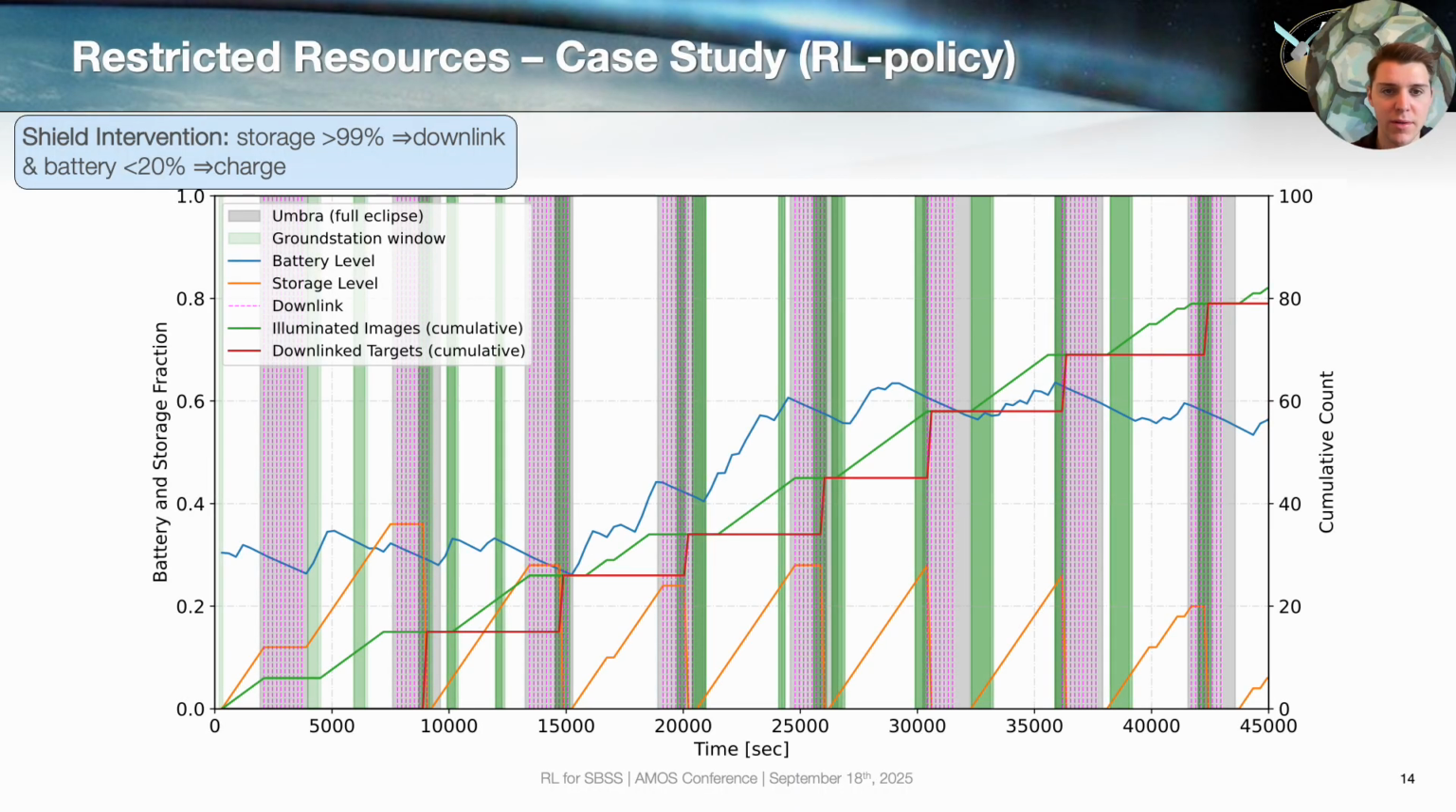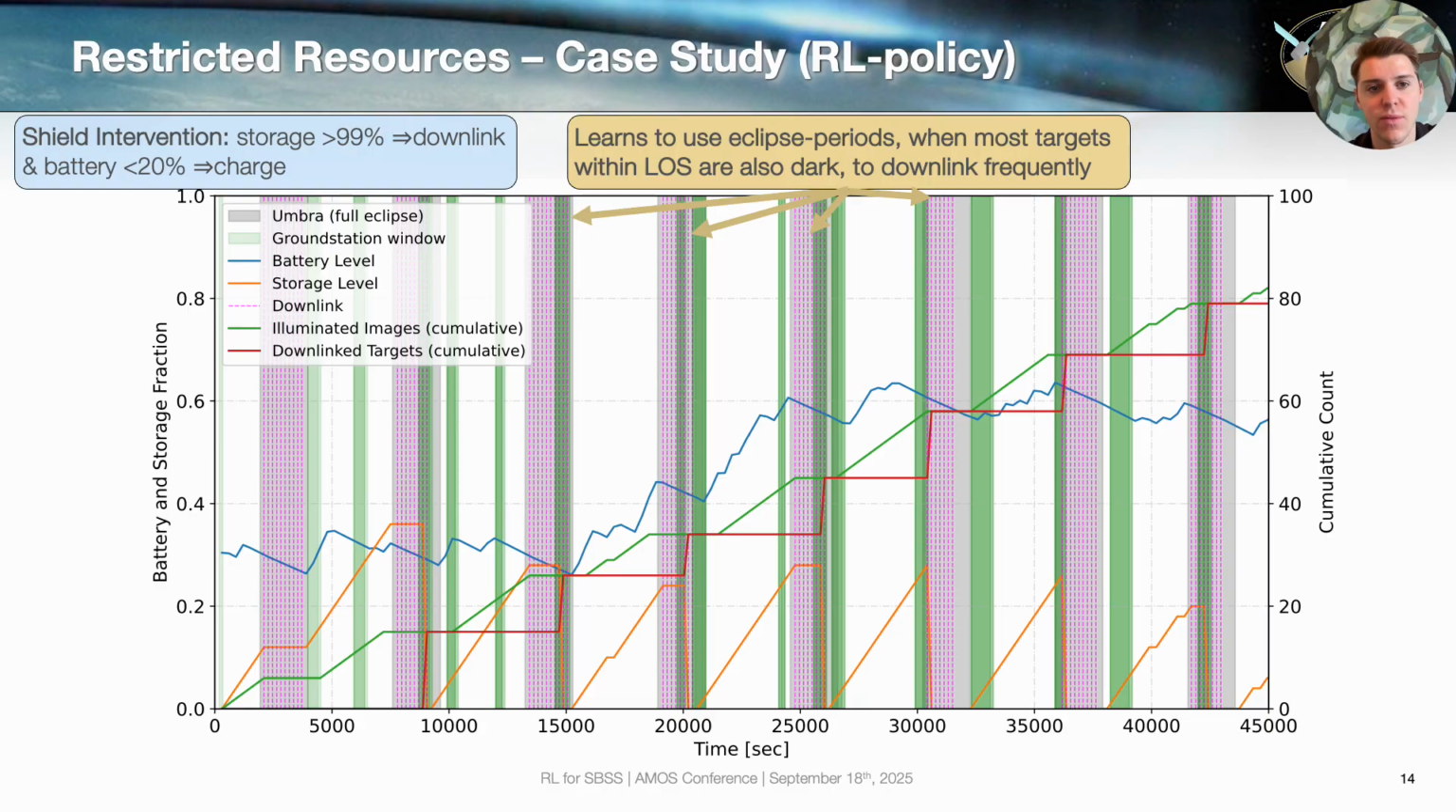If we look at the reinforcement learning policy, here we see an interesting behavior where we are selecting targets. We are downlinking when we are in eclipse. So there's a clear kind of eclipse-driven downlink strategy, which is also interesting because during eclipse, most of your targets in line of sight, if you're in LEO, are also eclipsed. Therefore, this is a good time to be downlinking, and you get a much more frequent downlink frequency.